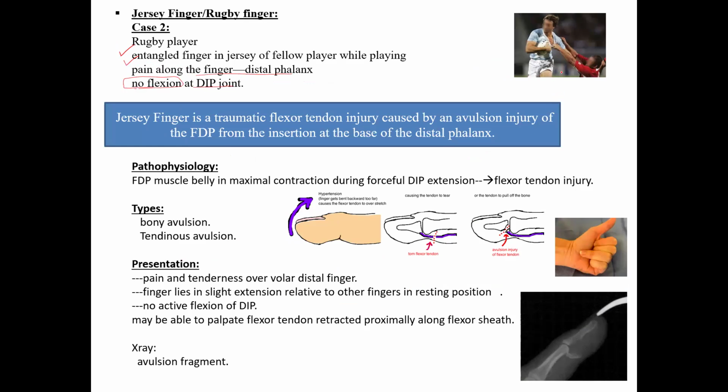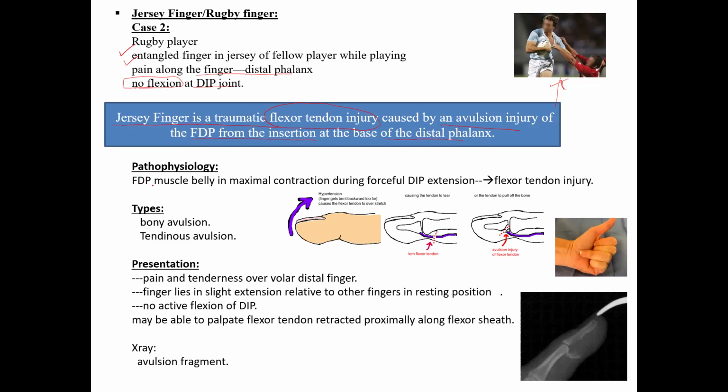If you see here, this is the mechanism of injury where the finger accidentally gets entangled in the jersey of the fellow player. So jersey finger is a traumatic flexor tendon injury. Remember, it is the reverse of mallet finger, caused by avulsion injury of the flexor digitorum profundus insertion at the base of the distal phalanx.